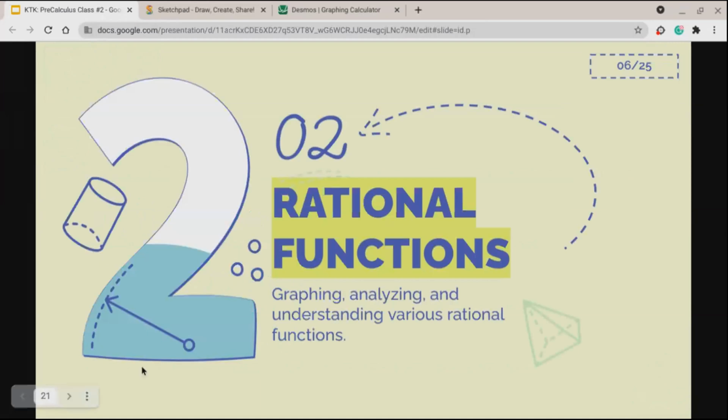All right, now that you guys are good with that, let's move on to rational functions. So graphing, analyzing, and understanding various rational functions. We've got about 30 minutes left, and we're going to go over these last three sections.